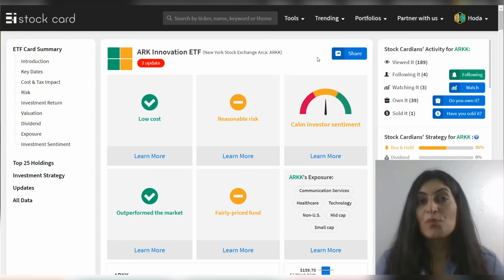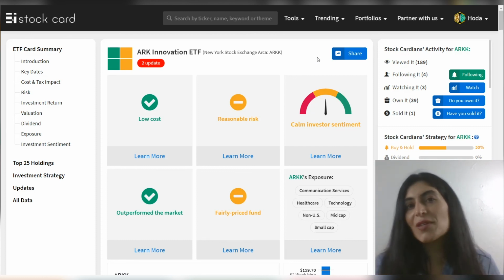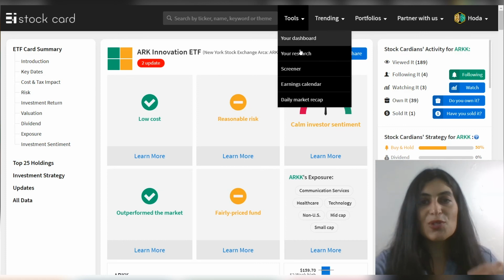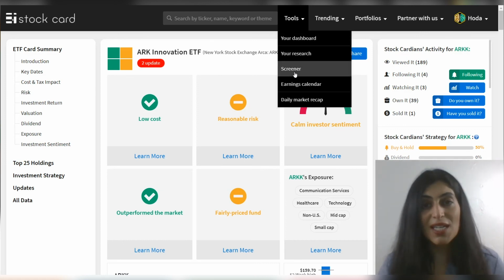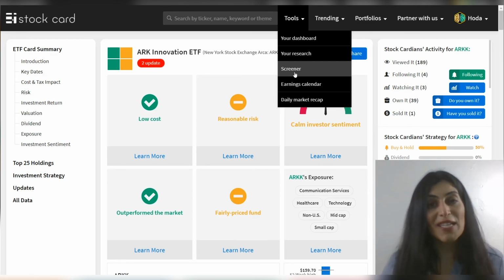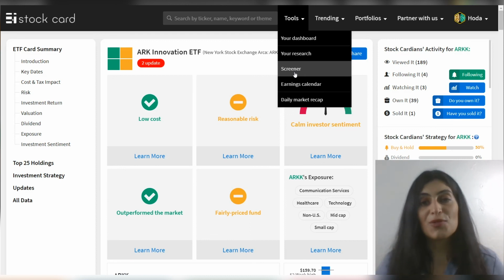And I promise, soon, a secret between you guys and I. Here in the tools, you have a screener for stocks, and in a few weeks, you're going to have a screener for ETFs. And I am beyond excited for the ETF screener because it's going to make stock cards so much more powerful for all of you in the community.